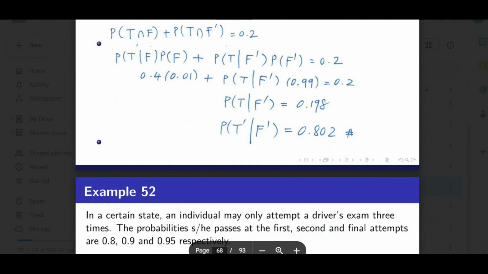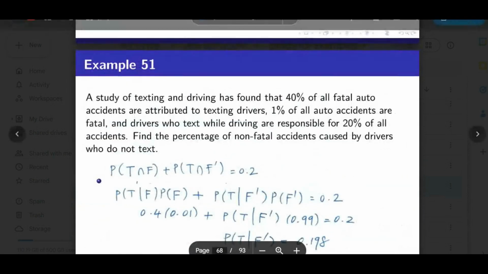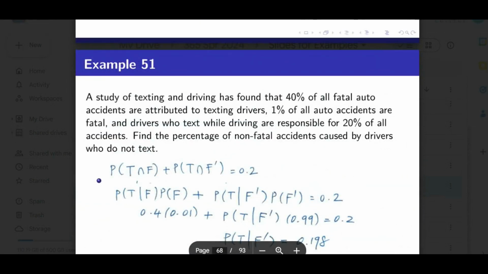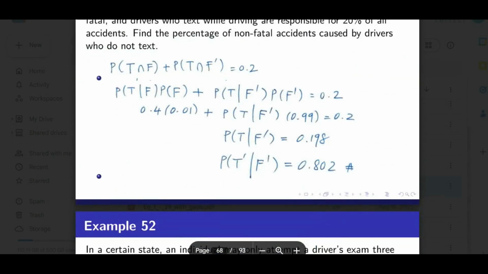But that's easy because T given F prime and T prime given F prime are complementary. Right? So let's revisit the question. What did the question say? The question says, find the percentage of non-fatal accidents caused by drivers who don't text. See, the percentage of non-fatal accidents. So we're looking at the pool of non-fatal accidents caused by non-texting.